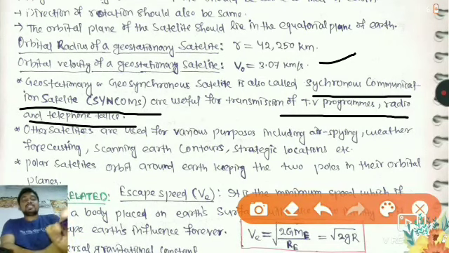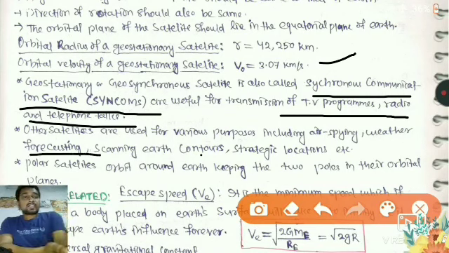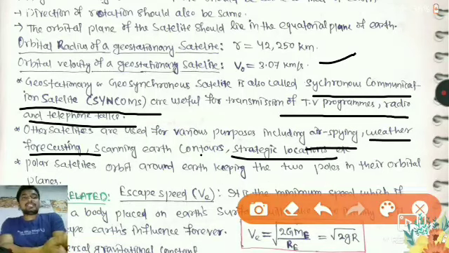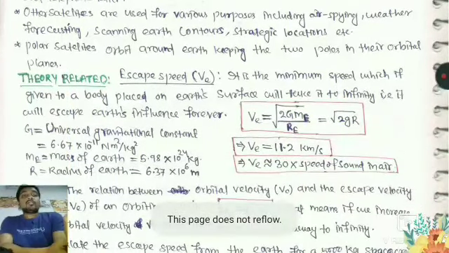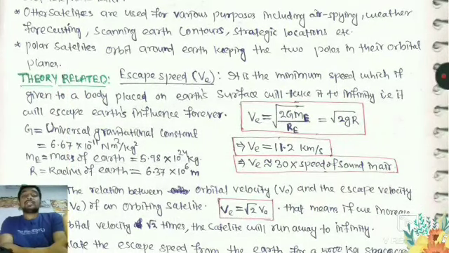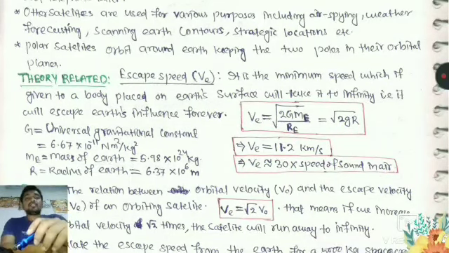Okay, what are other satellites? The uses of other satellites are scanning earth contours, forecasting weather, strategic locations, spying, etc. Okay, what are polar satellites? Polar satellites are those satellites that orbit around the earth, keeping the two poles in their orbital planes.